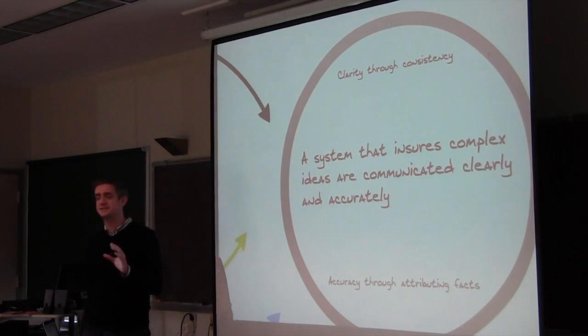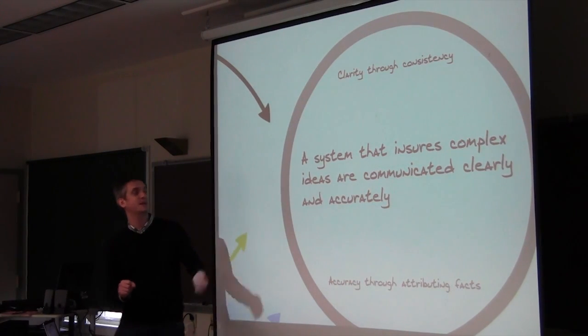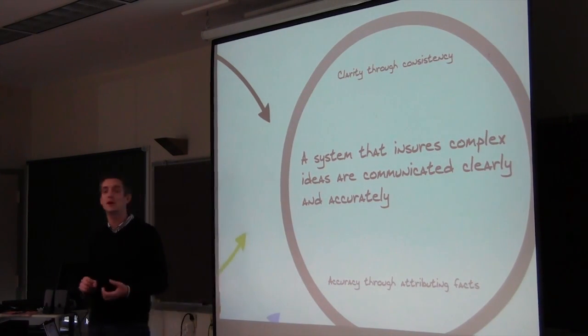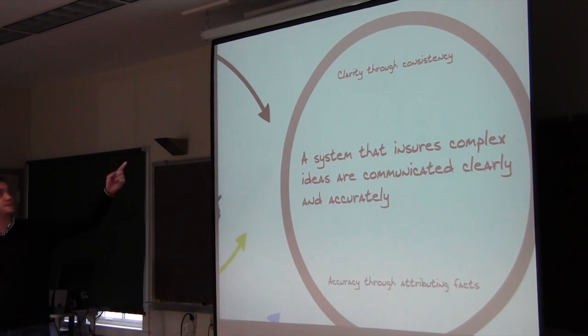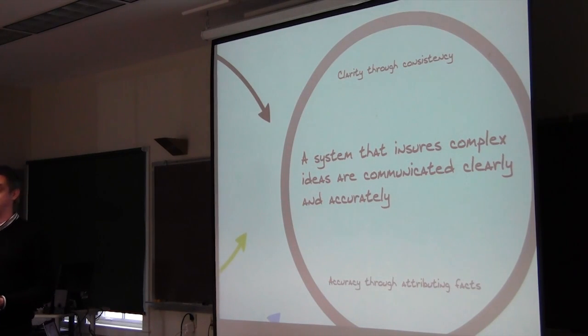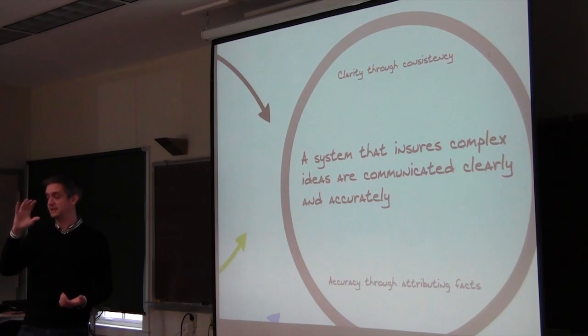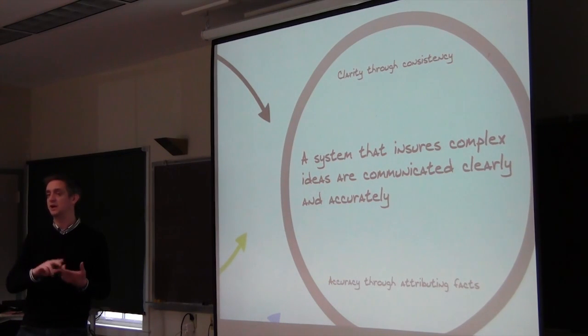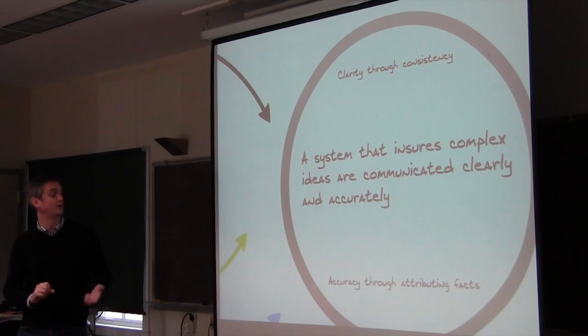So APA is a system that makes sure we're all on the same page. It's a system that ensures complex ideas are communicated clearly and accurately. So it does this by creating consistency. So it makes sure that we talk about things in similar ways, that we attribute our ideas in the same way, that we write about our sources and the information in the sources in the same way.